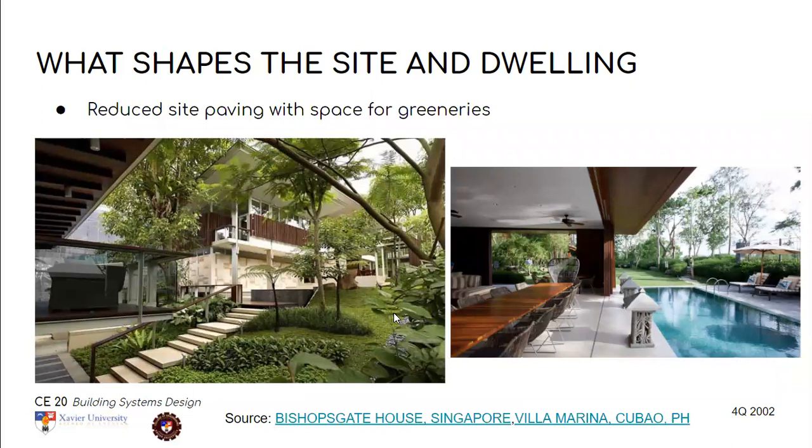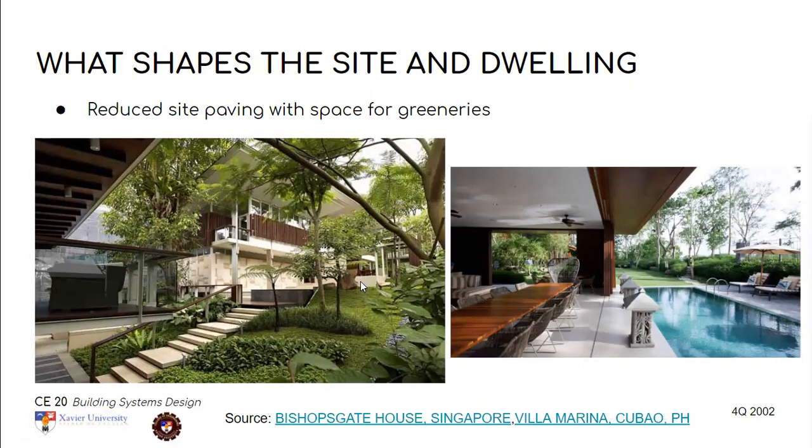You may also include greeneries by reducing paving with space for more of your ornamentations, or if you're a plantito or plantita, you can enjoy the view. Now, this comes at a cost, but in the Philippines, we can do this through a progressive type of housing. So you can build the house first, and then later you can improve on the landscaping. These pictures shown are from the Villa Marina in Cubao, and the other one is a picture of a house near the capital in Metro Manila.